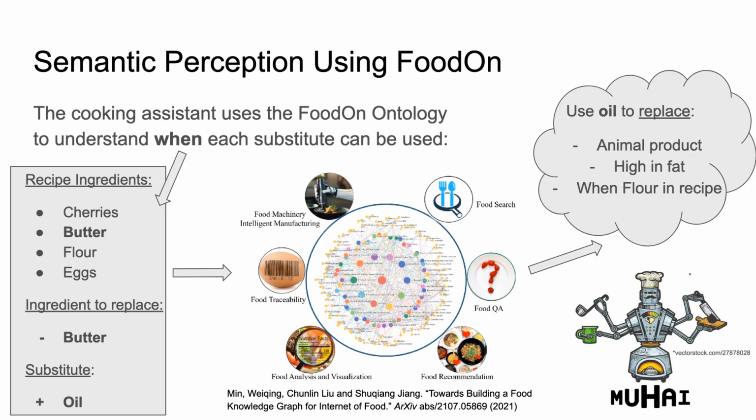The agent retrieves knowledge from the FoodOn knowledge graph to represent this example in human-centric terms. This way, it can learn that it can use oil to replace animal product that is high in fat when the recipe also has flour. This knowledge now becomes part of the oil's substitution profile, and the assistant will suggest to use oil as substitute in similar cases.